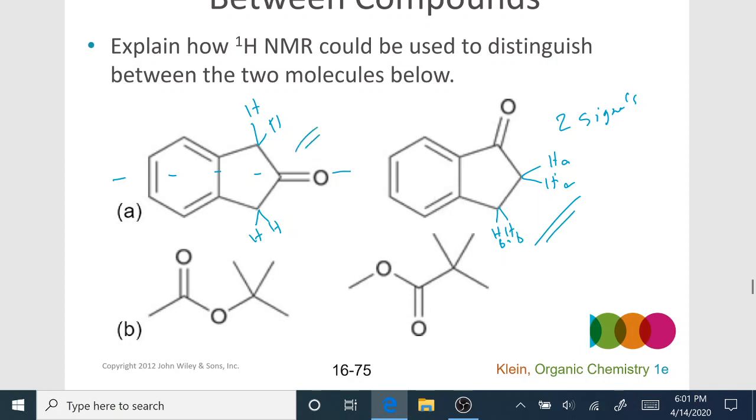For problem set B, we have a CH3 that's next to an oxygen versus a CH3 next to an aldehyde, which is going to be at around 2.5 versus a little higher up, next to an ester, I'm sorry, around 4, I think. So you could distinguish those that way.